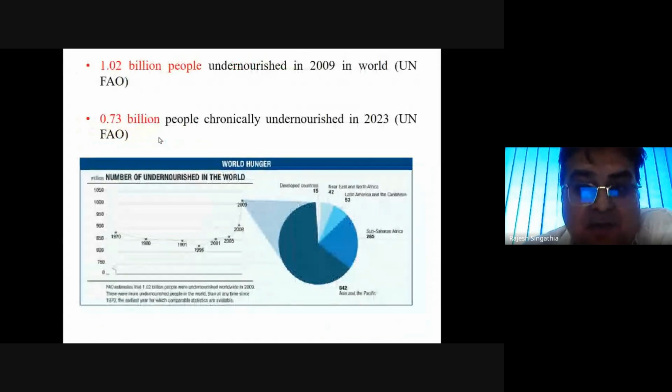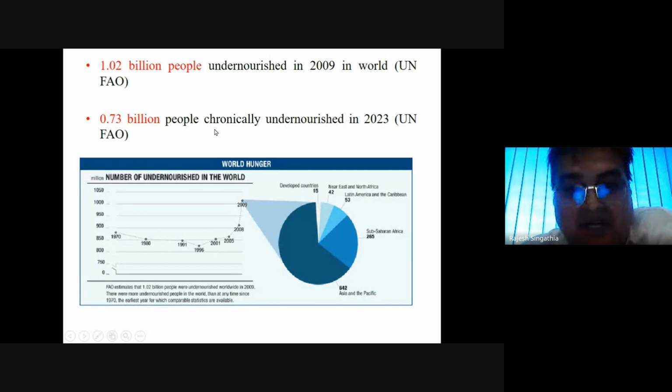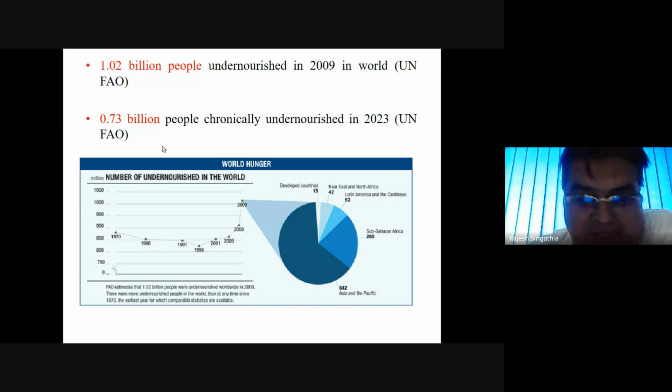But the important point is, according to the United Nations Food and Agriculture Organization, in 2009 there were 1.02 billion people undernourished, and in 2023, 0.73 billion people were chronically undernourished. So the population is growing and some people are undernourished.